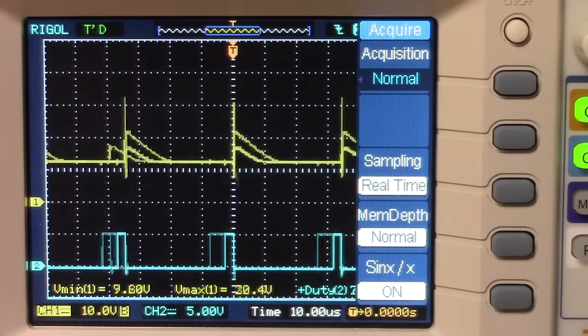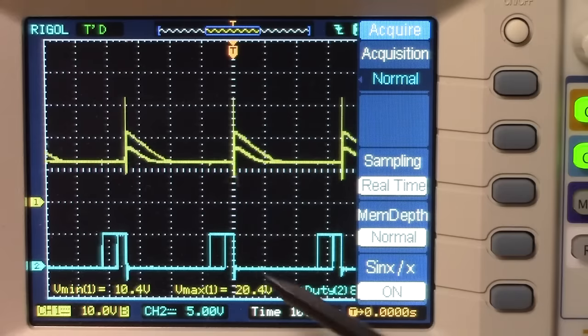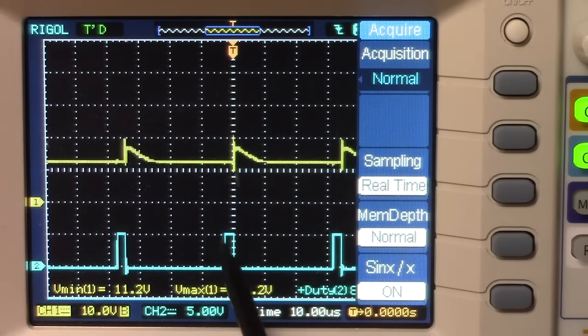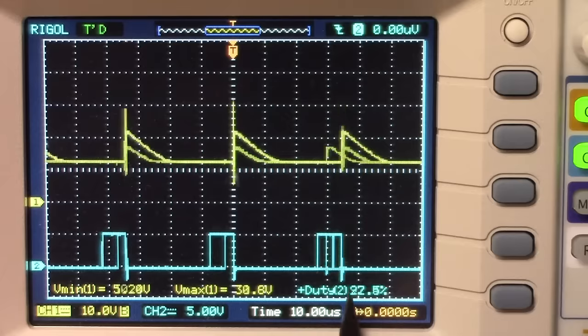If we switch the acquisition mode back to normal from the averaging mode, we can see more clearly how the duty cycle is jumping around sporadically between just about 20-something% and 7%.